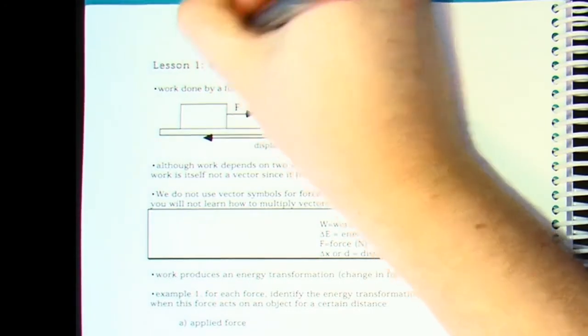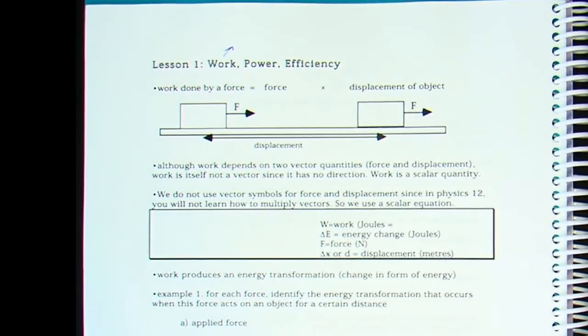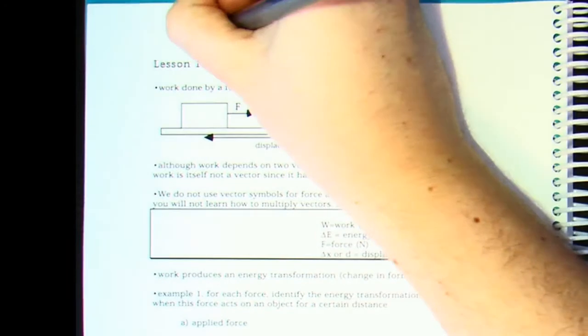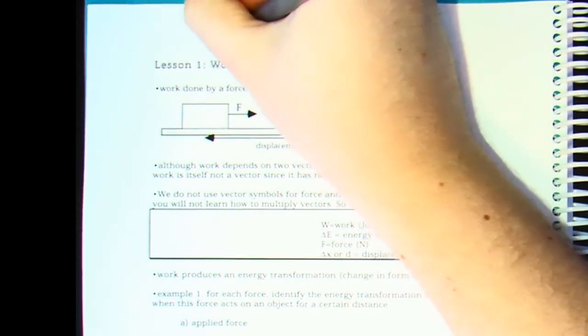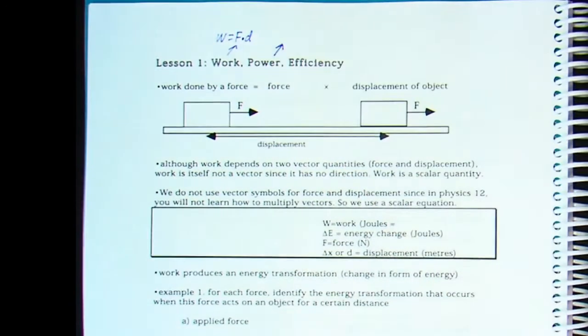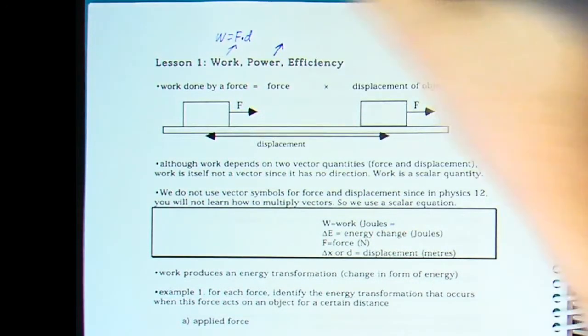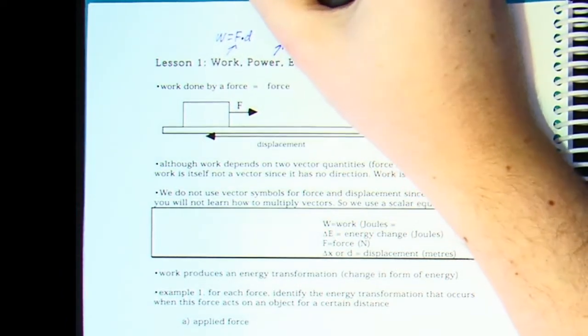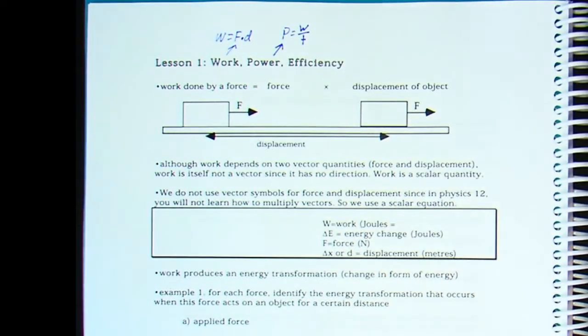So, work. One of the definitions that you guys would have had for work at some point is this idea that work is the force on an object times how far that object is displaced. So we've got work equals force times distance. This idea of power, you would have looked at power at some point. The idea of power is that it is equal to work divided by time, change in time.